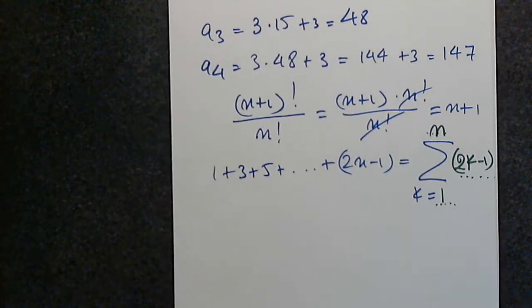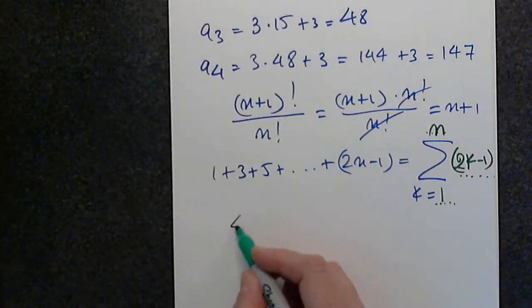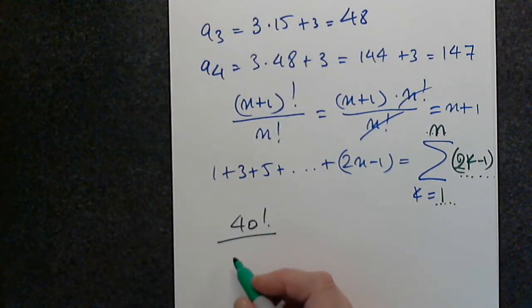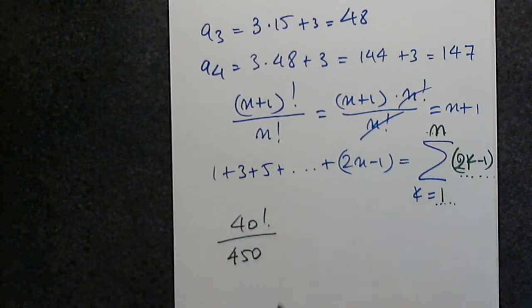And the last one here, we were asked to evaluate this. Since the denominator does not have factorials, I'm not going to mess with it. I have to put it in the graphing calculator. It couldn't be nice, I don't think. So we'll see. At the top, 40 factorial, math, probability, and 4, and divide by 450. That's all I can do.